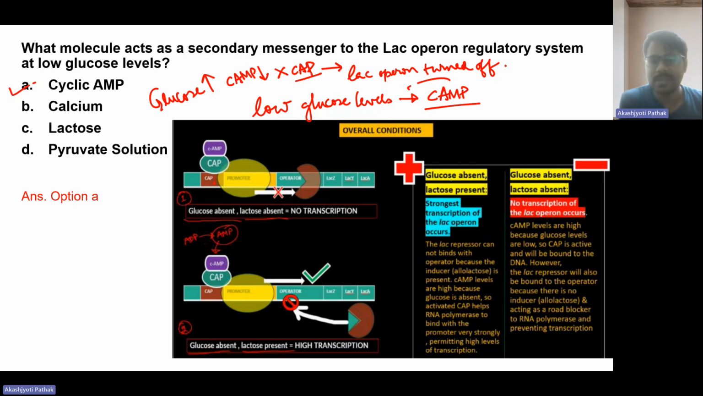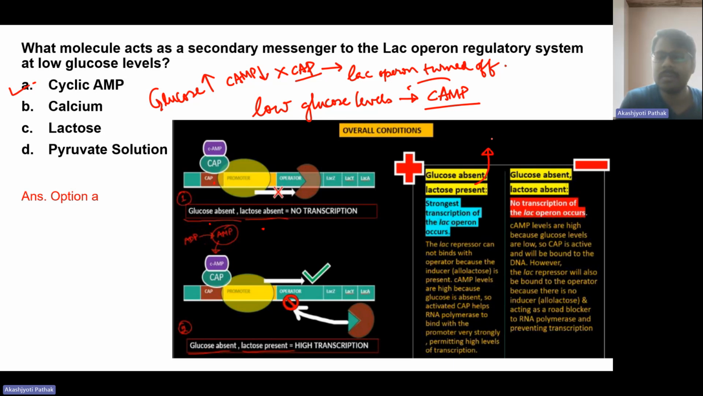So that is what has been shown in this figure. Glucose absent, lactose absent: no transcription. Glucose absent, lactose present: high transcription. So what will happen when the glucose is absent and lactose is present? The transcription will be very high. Why? Let us see what happens when lactose is present.